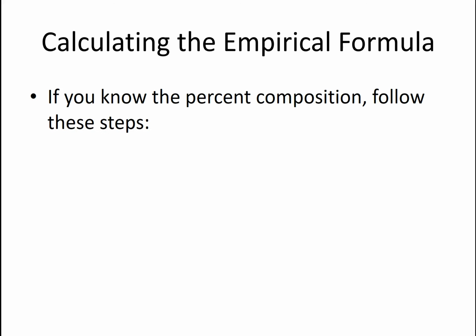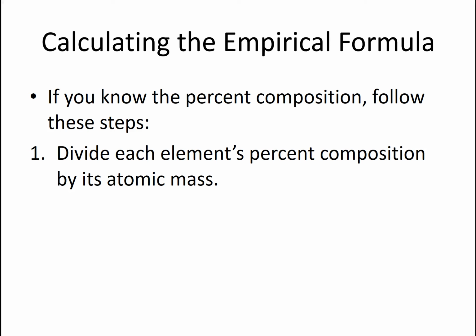If you know the percent composition for a compound, here are the additional steps we can use to determine what the empirical formula is. So let's say we didn't know the actual formula of this compound, we only know its percent composition. Step 1 is to divide each element's percent composition by its atomic mass. I want you to write these steps down, even if they don't entirely make sense out of context, so that we can refer back to them when we do an example problem in just a moment.